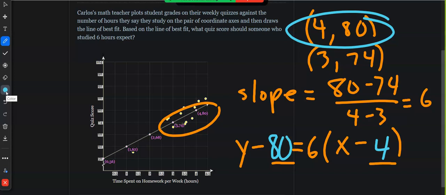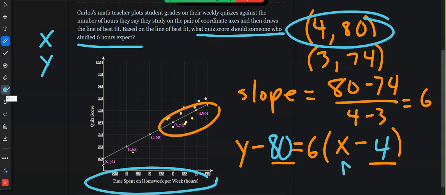So then I need to pay attention to this. What quiz score should someone who studied 6 hours expect? Did they give me an X value or a Y value? Which is it? 6 hours. Is that an X value or a Y value? It's an X value. So they want me to plug a 6 in here and calculate the Y. Some of you are going to get X's, some of you are going to get Y's. And so you just have to plug it into the correct spot and solve it. But that one is the most amount of work of any of the questions. And I wrote an example up there on the whiteboard if you need one when you get to that.